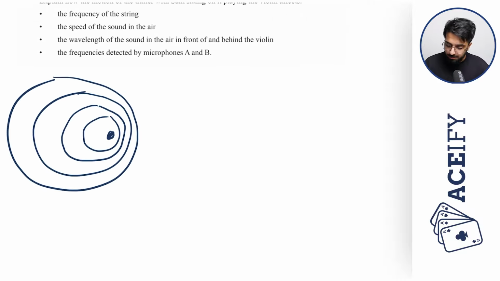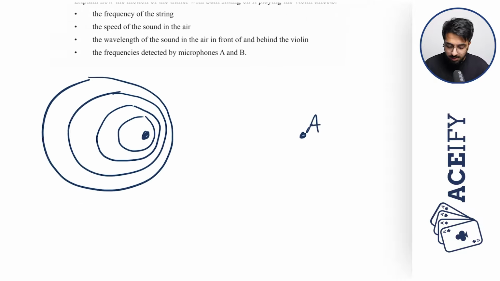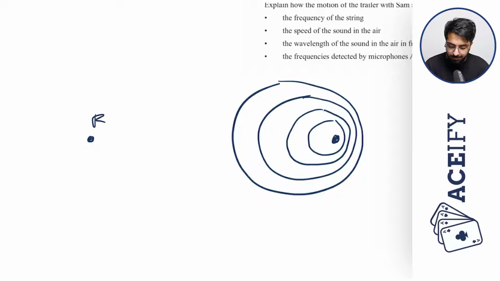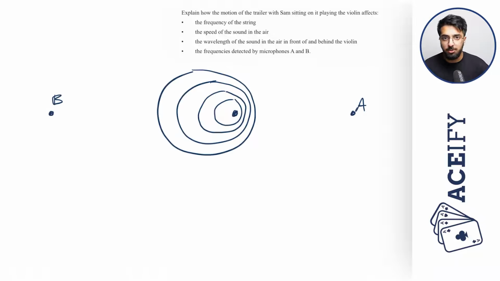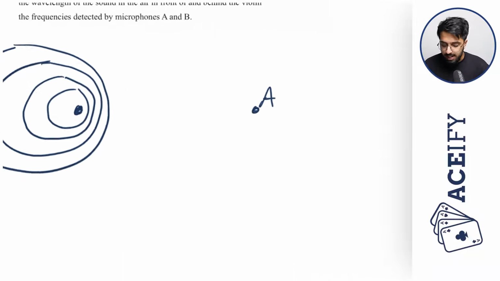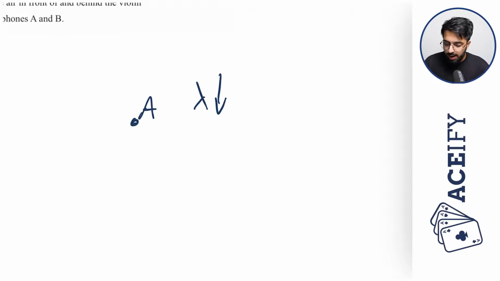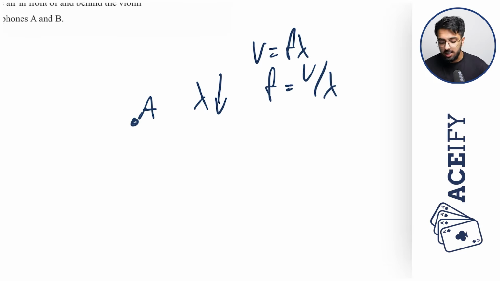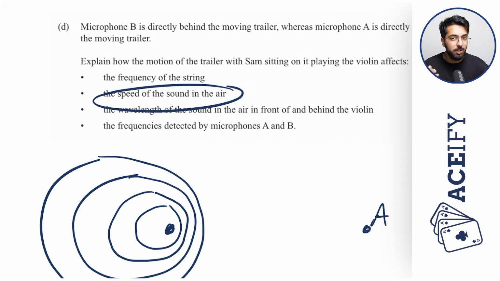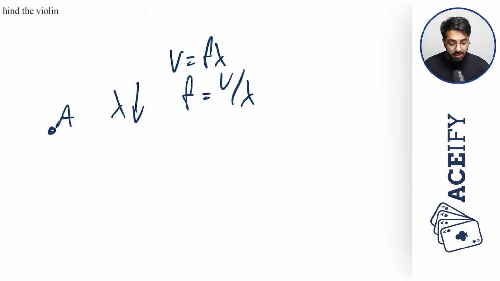And so if we have microphone A here, and then microphone B over here, if we imagine what these two microphones are going to perceive, microphone A is going to perceive shorter wavelengths. And therefore, as v is equal to f lambda and f is equal to v over lambda, and the velocity of sound does not change in air, because we just established that in our second point, if microphone A perceives shorter wavelengths, it's going to perceive a higher frequency compared to the source.